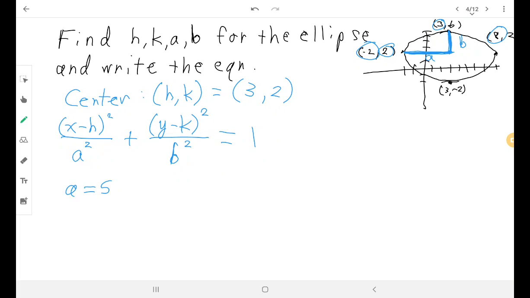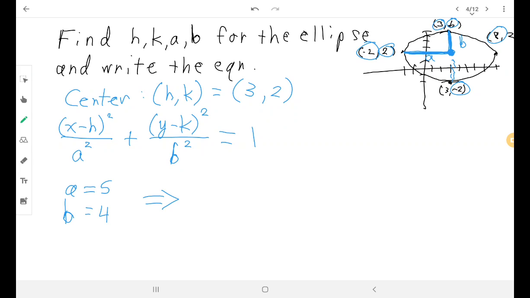And B, same idea. So from the center here, if I calculated all the way down also, then it would go from 6 to -2. From 0 to 6 is 6. From 0 to -2 is 2. 6 and 2 is 8. Half of that is 4. So the B distance has to be 4.